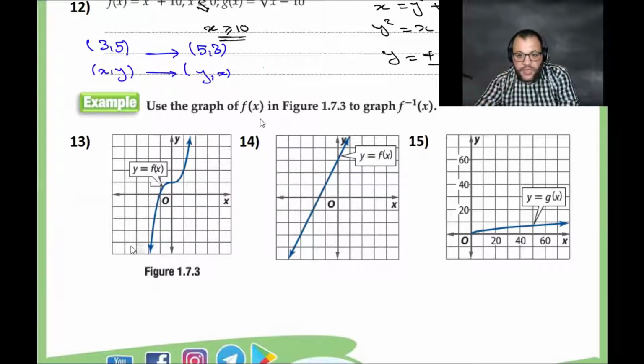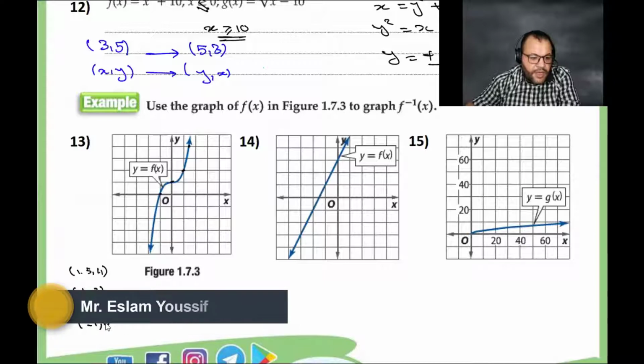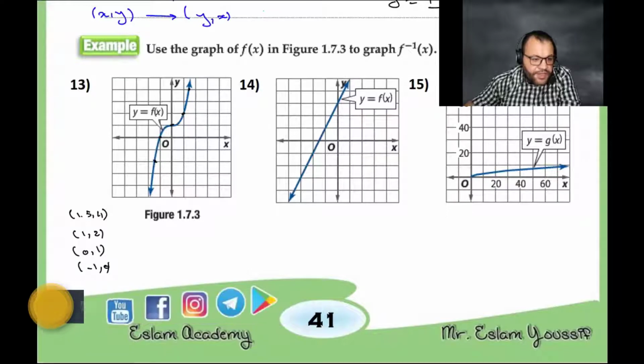And any graph is formed from some points. So to find the inverse for any function, the easiest way is to find some points on the graph. Suppose this point is 1.5 and 4. I'm choosing any point. This point is 1 and 2. Try to find points whose coordinates you can read. This point is 0 and 1. Another point is -1 and 0. And another point here, -1.5 and -2.